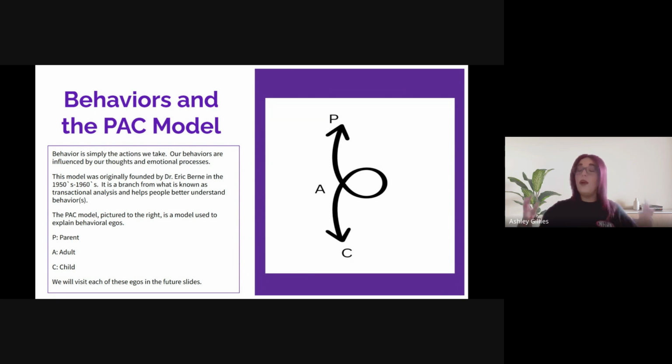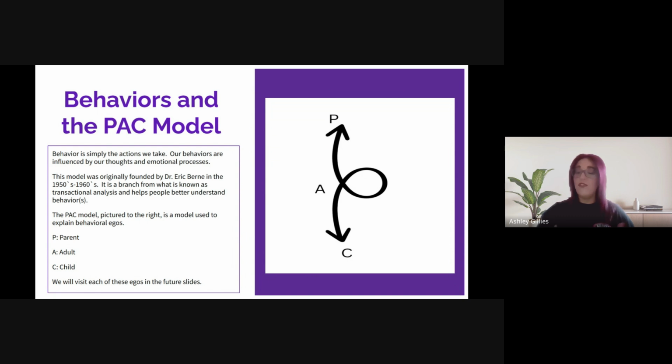Okay, so before we dive in, what is behavior? Behavior is simply just the actions we take. That's simple. I don't want you to get confused by the behavior model that we use today. I want you to know there is so much more about behavior out there, but we're only going to focus on the PAC model today.